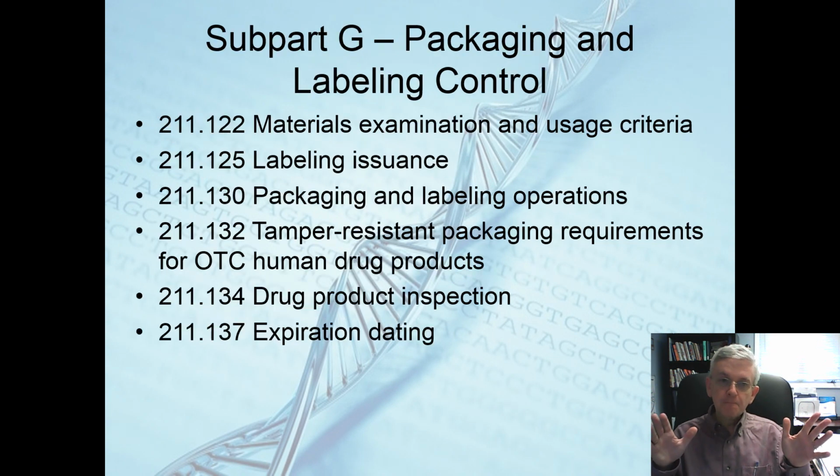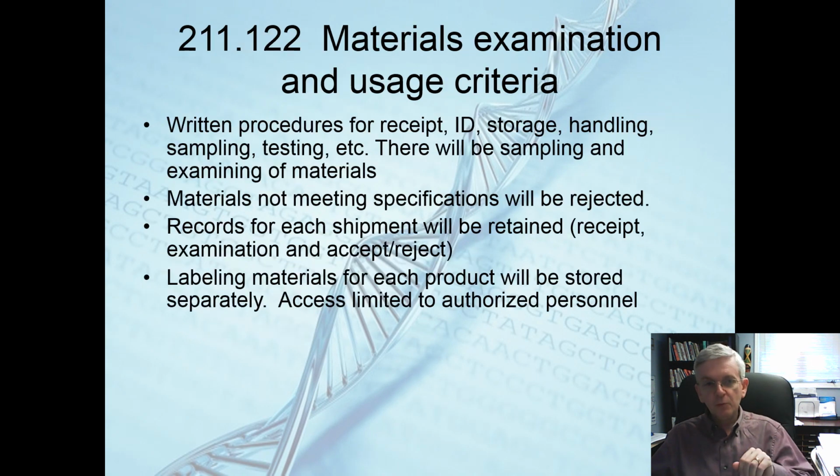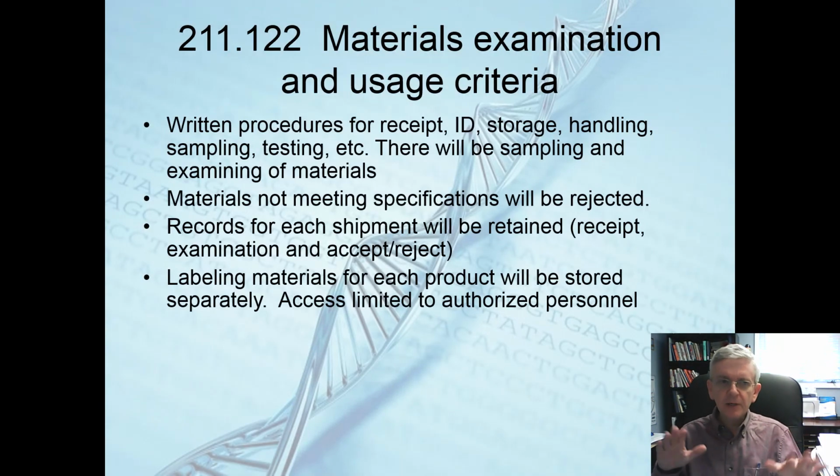Subpart G, packaging and labeling, talks about various items through here, which we'll go through in detail. 211.122, the materials examination and usage criteria. Written procedures for the receipt, ID, storage, handling of those things shall be in writing. Materials not meeting specs, obviously rejected. Records for each shipment will be retained, and labeling materials for each product shall be stored separately.